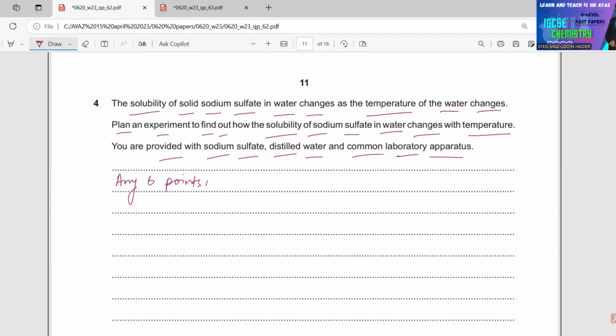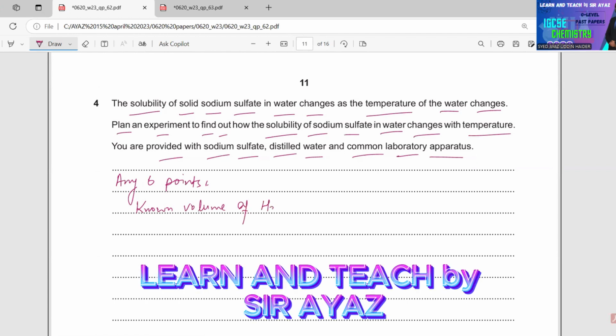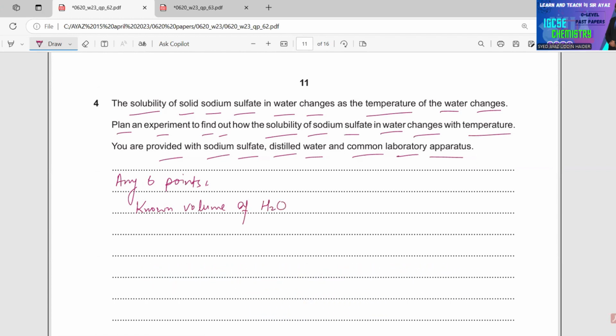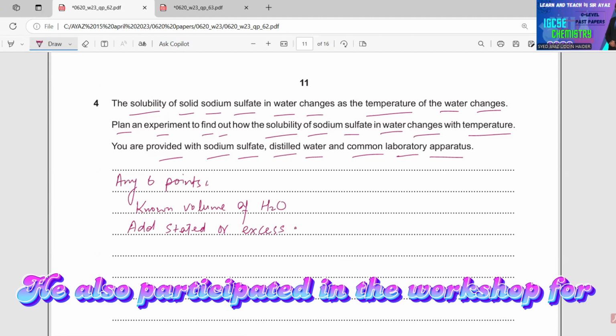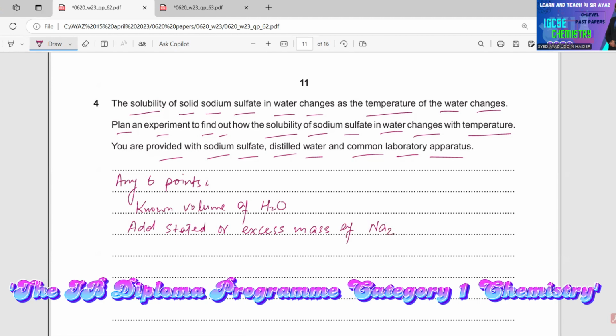from these. You have to start with the stated or known volume of water, known volume of H2O. Then you have excess, stated or excess mass of Na2SO4. Add it. Na2SO4 is sodium sulfate.